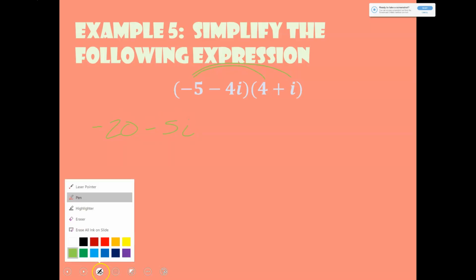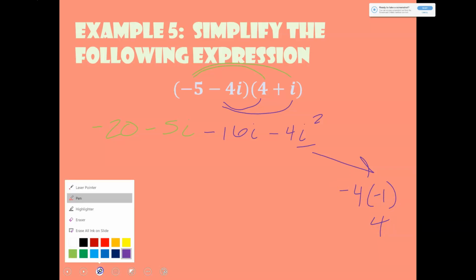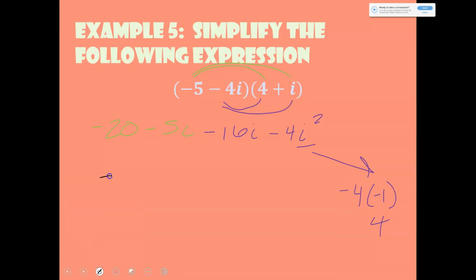Let's distribute again. Negative 4i times 4 is negative 16i. And then negative 4i times I is going to be negative 4i squared. Now I squared is negative 1, so this is really negative 4 times negative 1, which is a positive 4. So now I have negative 20 minus 5i minus 16i plus 4.